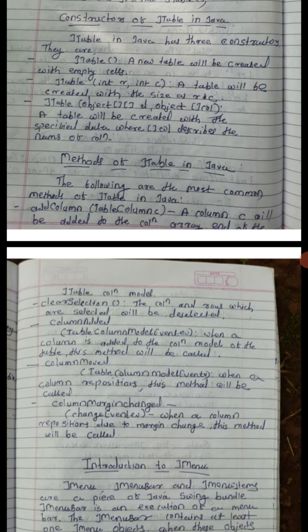The next, JTable(Object[][] d, Object[] r): a table will be created with the specified data, where the column describes the names of the columns.